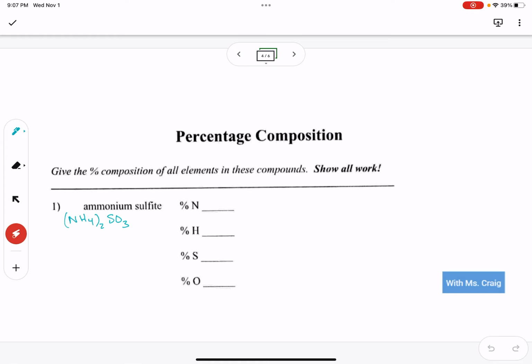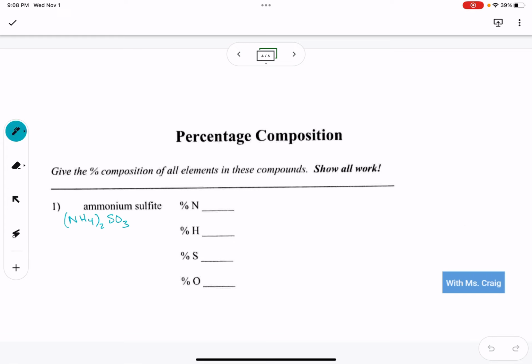That was (NH4)2SO3. So this is our empirical formula we're going to work with. And what we're going to do is count each element and how many there are and multiply it by the mass we find on the periodic table. So we're finding the molar mass of each element first, and those will be our parts.